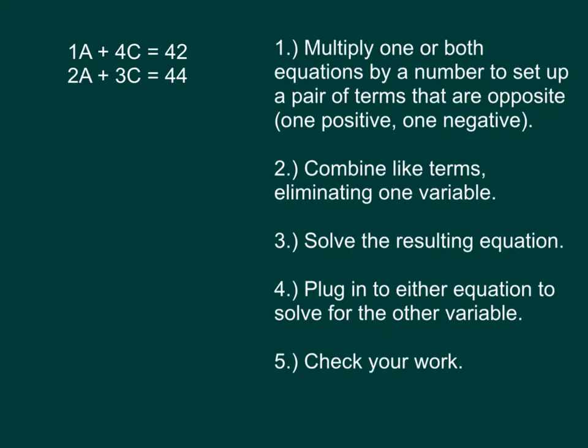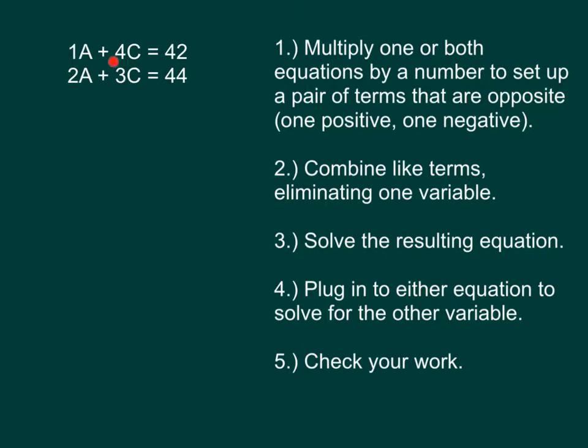To use this elimination method, what I do is I multiply one or both equations by any number that I choose that will set up a pair of terms that are opposite. So I want one to be positive, one to be negative. What I mean by that is I'm trying to look at the A's or the C's, and I want to get them so that they're opposite. I want one to be positive 7A and negative 7A, or positive 10C and negative 10C. So I just have to pick out a way that's going to be convenient to get there through multiplication. You can choose whichever method you want.